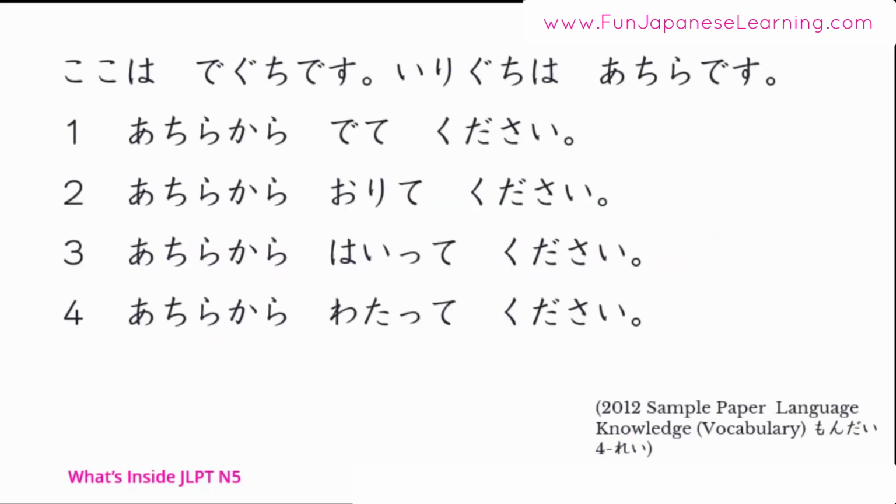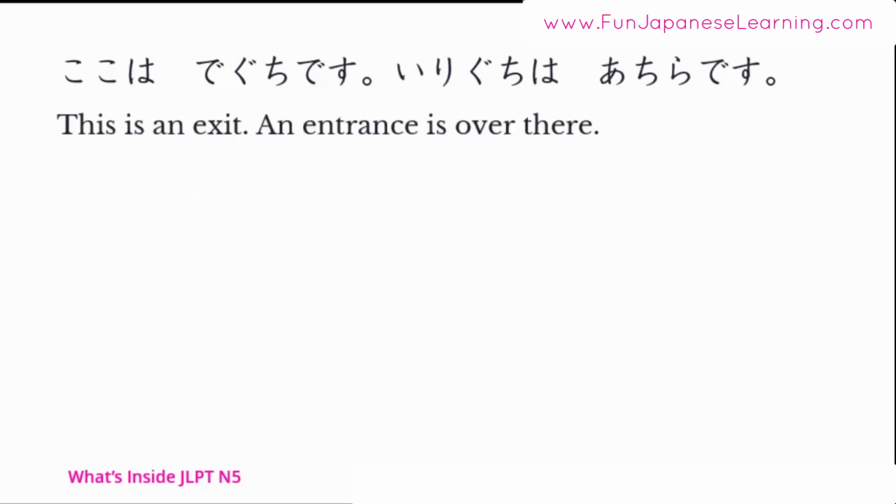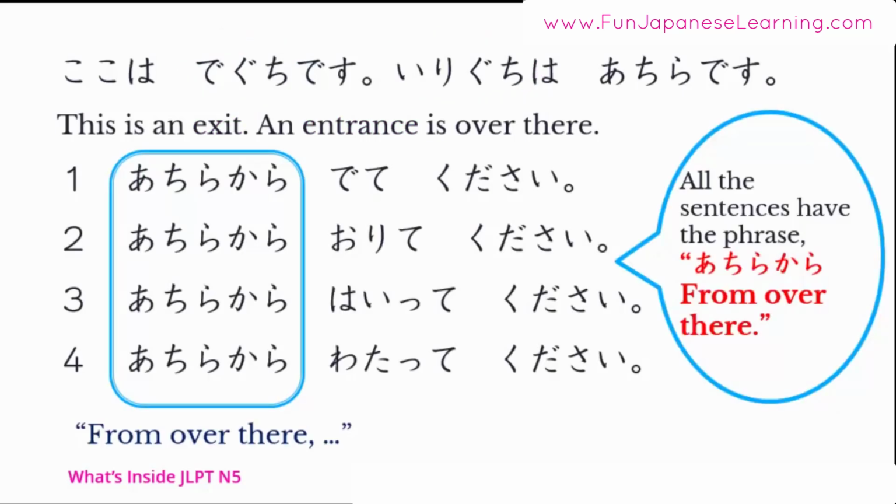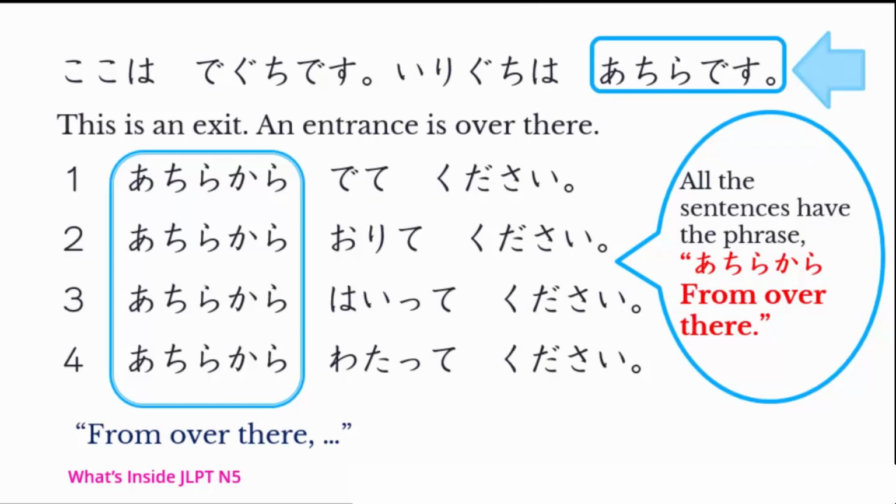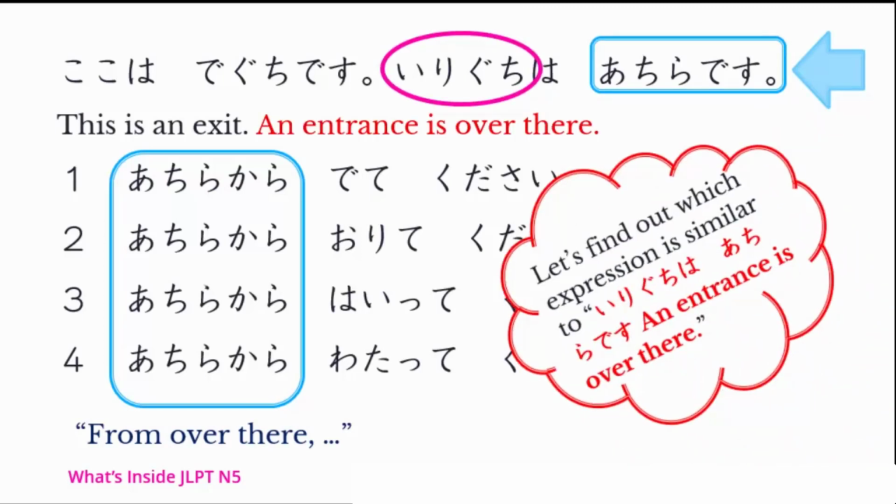Here is an example question. ここは出口です。入り口はあちらです。1、あちらから出てください。2、あちらから降りてください。3、あちらから入ってください。4、あちらから渡ってください。So let's check the first sentence. ここは出口です。This is an exit. 入り口はあちらです。An entrance is over there. So 出口 is exit. 入り口 is an entrance. Look at choices. All the sentences have the phrase あちらから。And あちらから means from over there.